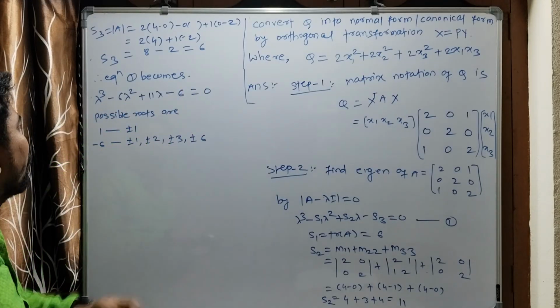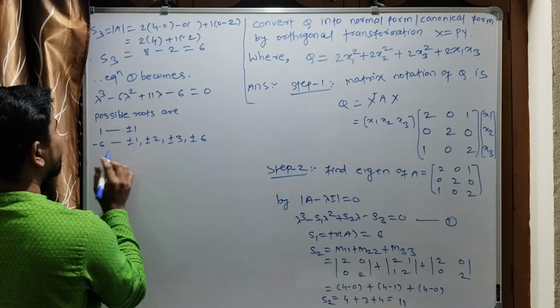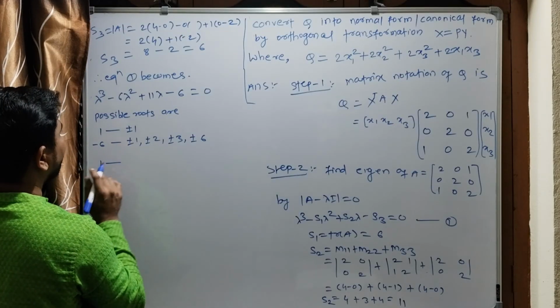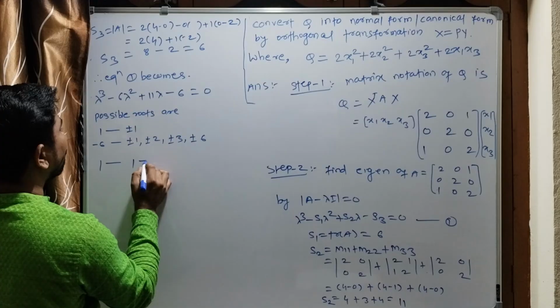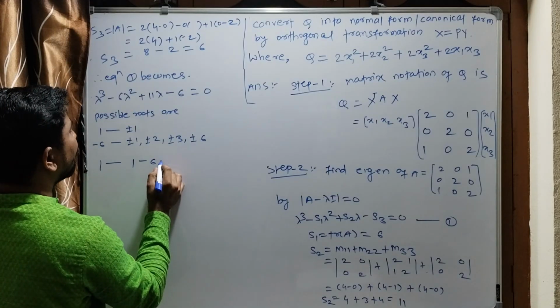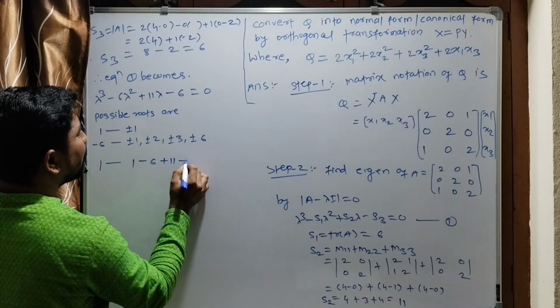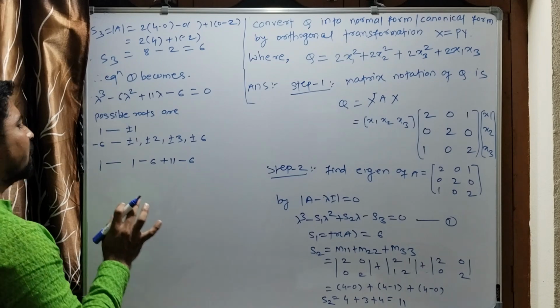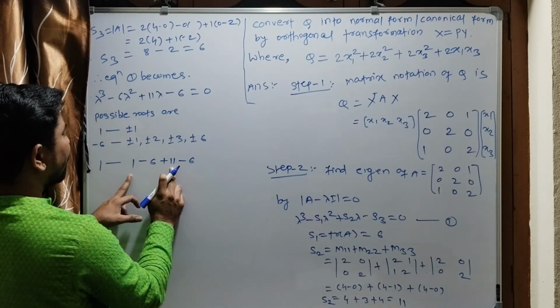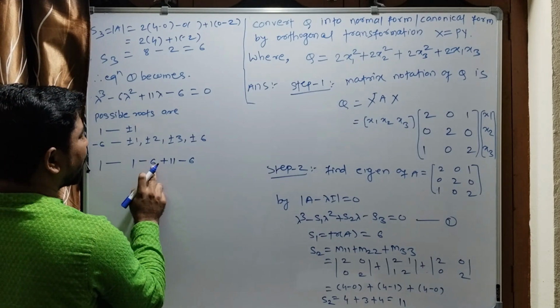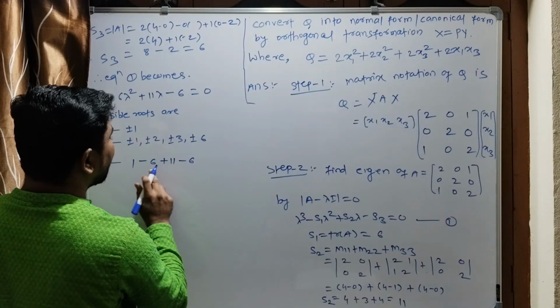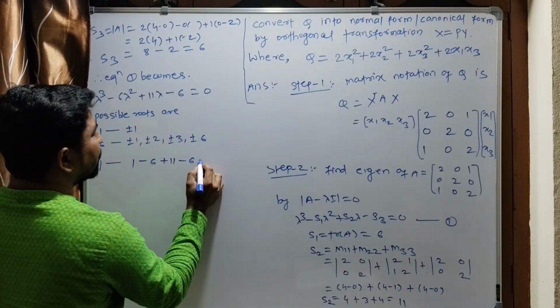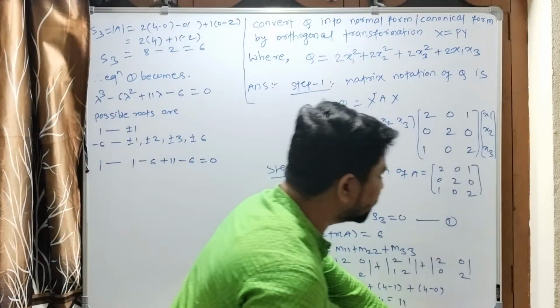Now just try with hit and trial. Let's try with 1. Here 1 cubed is 1, minus 6 into 1 squared is 6, plus 11 into 1 is 11, minus 6. Now just observe one thing: 1 plus 11 is 12, and minus 6 minus 6 is minus 12, so the total is equal to 0. Therefore 1 is one root.